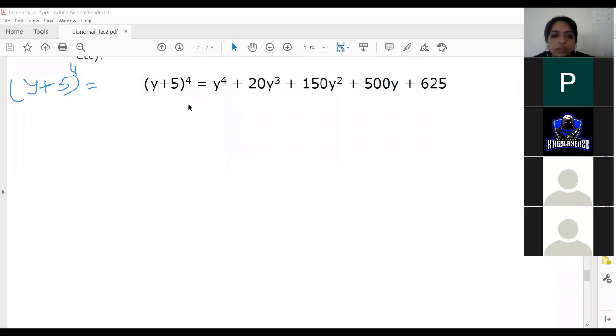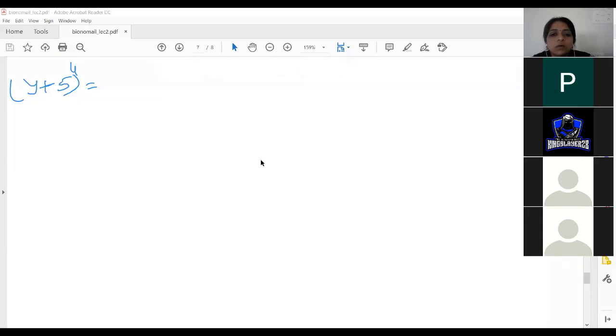Okay, we'll show you the answer. It's going to be y to the 4 plus 20y cube plus 150y square plus 500y plus 625. So it is a big value, but it's quite easy with the help of the binomial theorem, right?